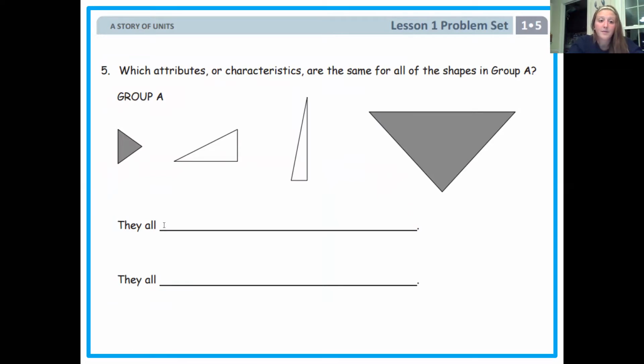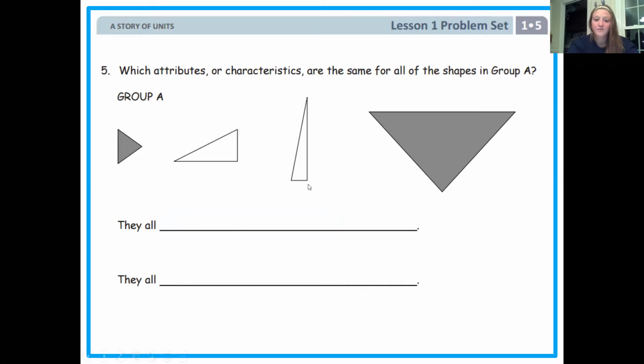I'm going to go ahead and type them in. They all have 3 sides, period, so it's a sentence. And then they all have 3 corners, period, because it's a complete sentence, right? So every single one of them has 3 straight sides and 3 corners. All right.